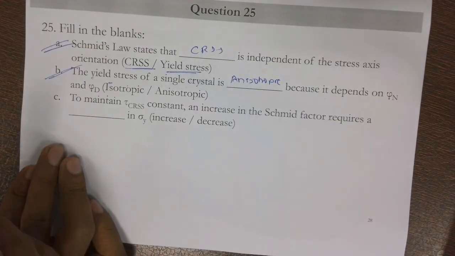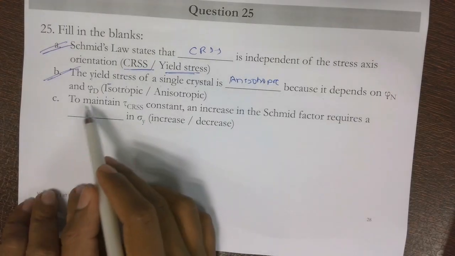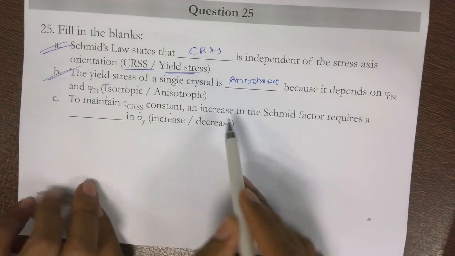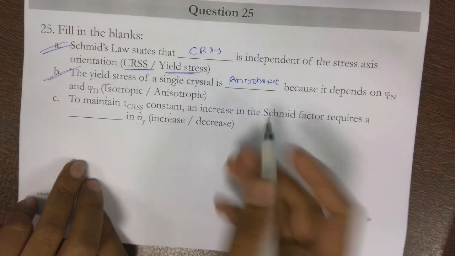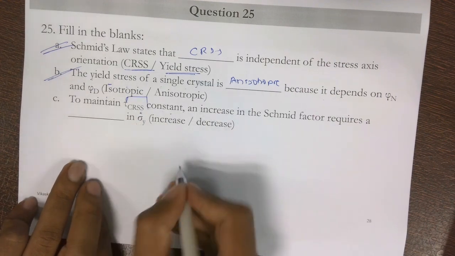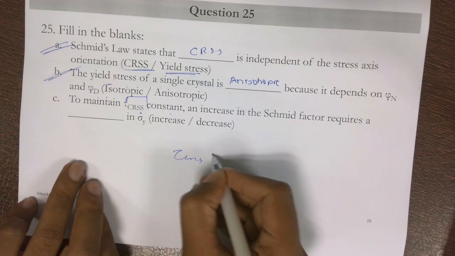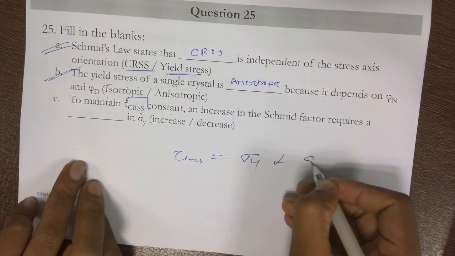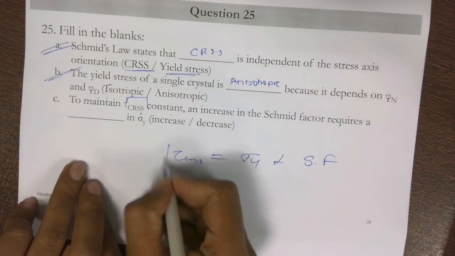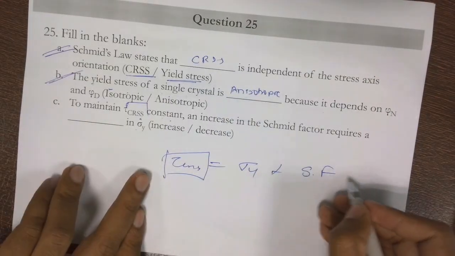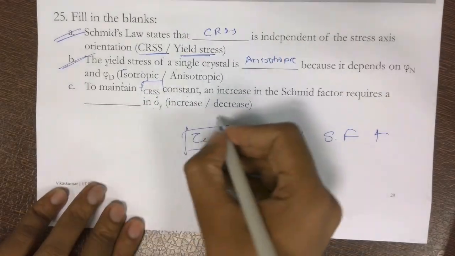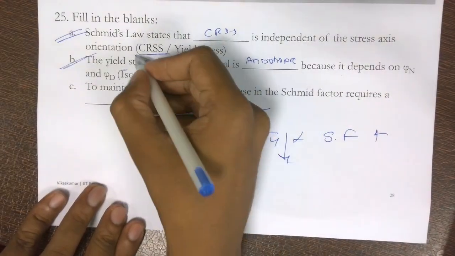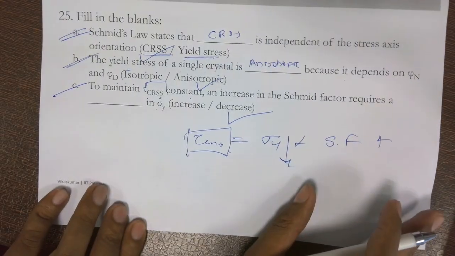Let's go to C1. To maintain the tau CRSS constant, an increase in the Schmidt factor requires dash in the sigma y. Tau CRSS is equal to sigma y times the Schmidt factor. Since this is constant, if I am increasing the Schmidt factor, obviously sigma y will decrease. So it's a decrease.